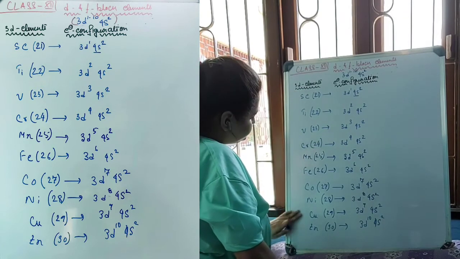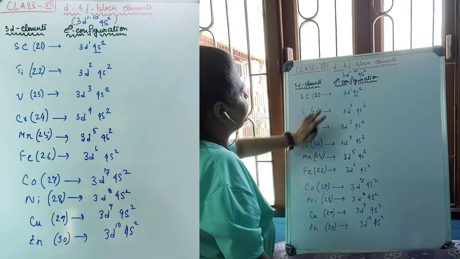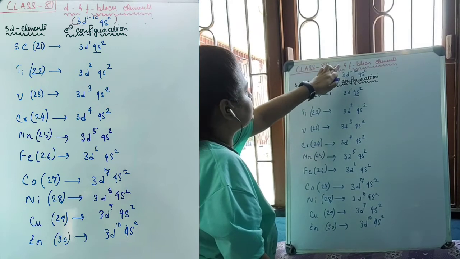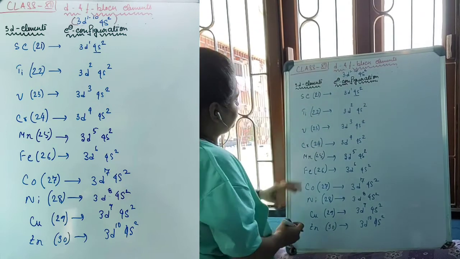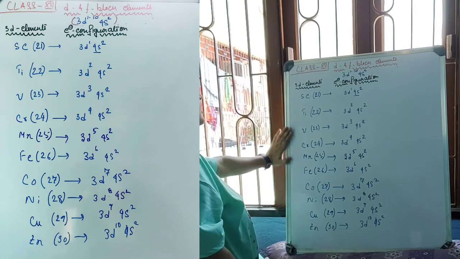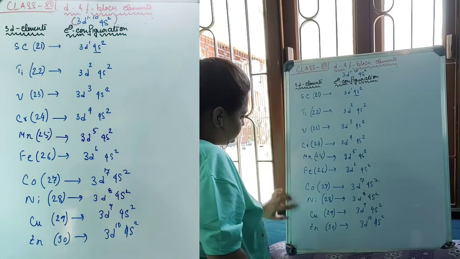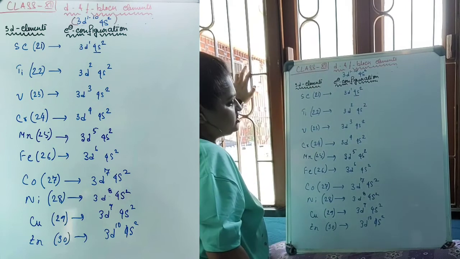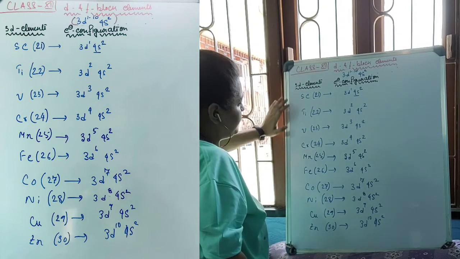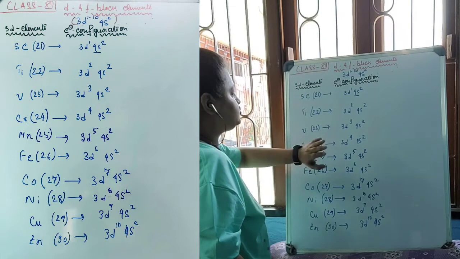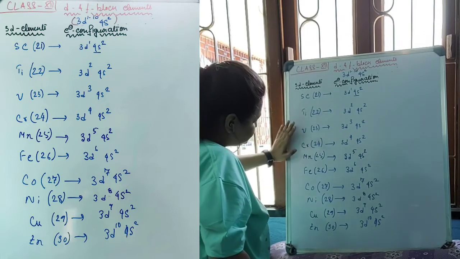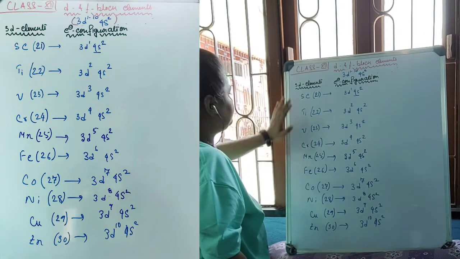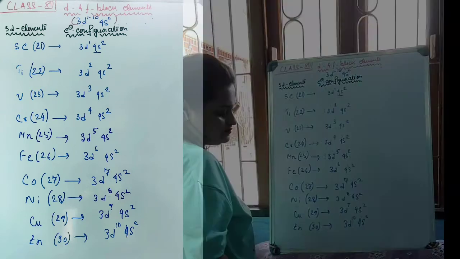Starting from scandium to zinc, you only have to fill up 3d1, 3d2, 3d4, 3d5 and so on. So you just need to memorize this scandium to zinc series and the general electronic configuration, and by counting them you can find out the electronic configuration of any element from this series.